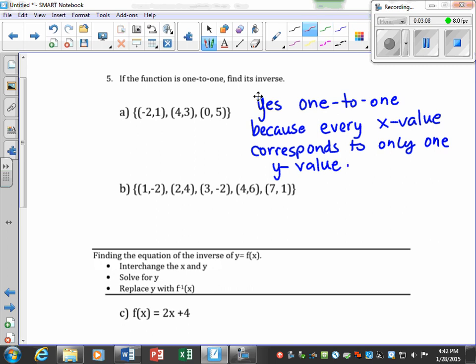Okay, and then it says find the inverse. Well, if this is -2, 1, the inverse is 1, -2. If this is 4, 3, the inverse is 3, 4. If this is 0, 5, then we have 5, 0. So this represents our inverse.